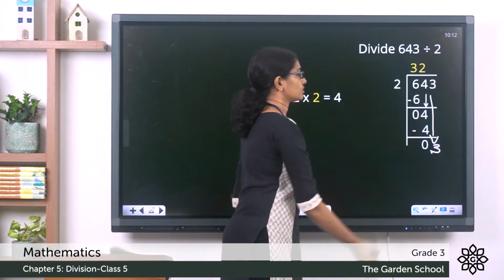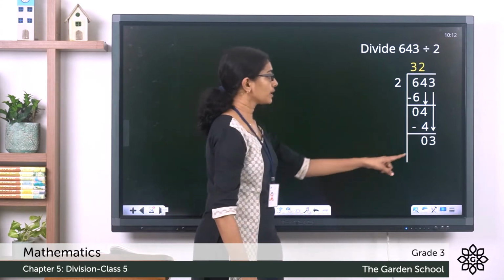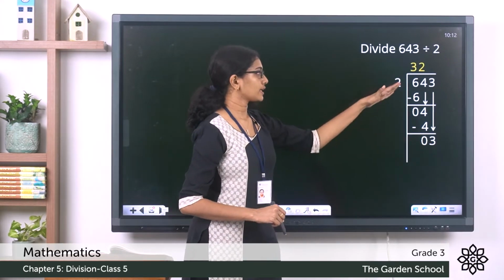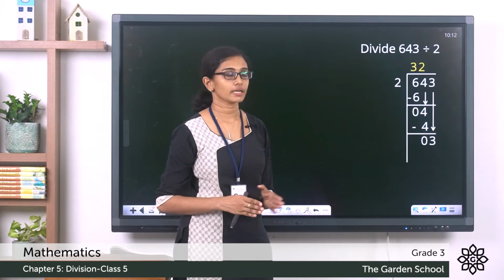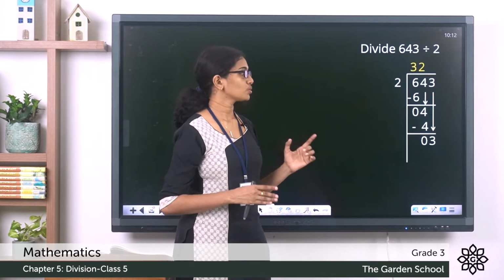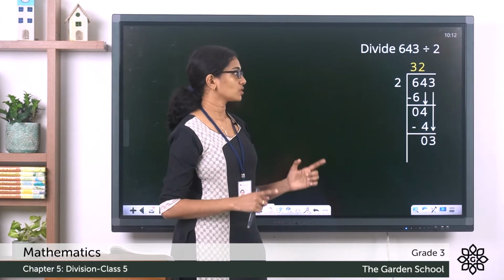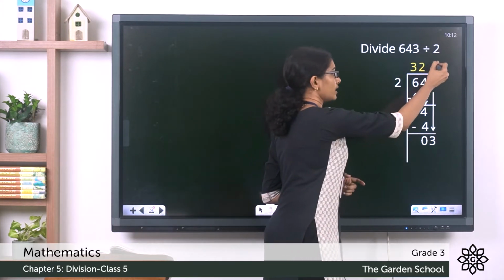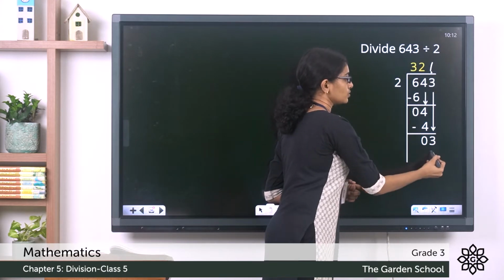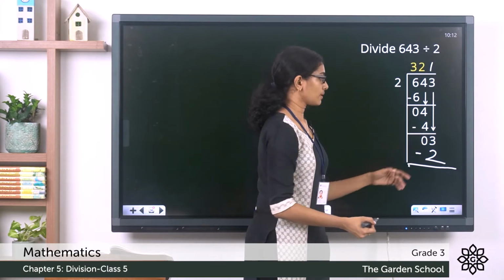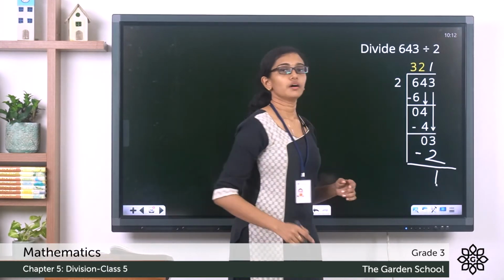here we get 3. So now we have to divide this 3 by this 2. 3 divided by 2. So again recite the table. 2 ones are 2, 2 twos are 4. So we need only 2 ones are 2. So let's write that 1 over here. 2 into 1 is equal to 2. Writing it here. Subtracting the numbers. 3 minus 2 which is equal to 1.